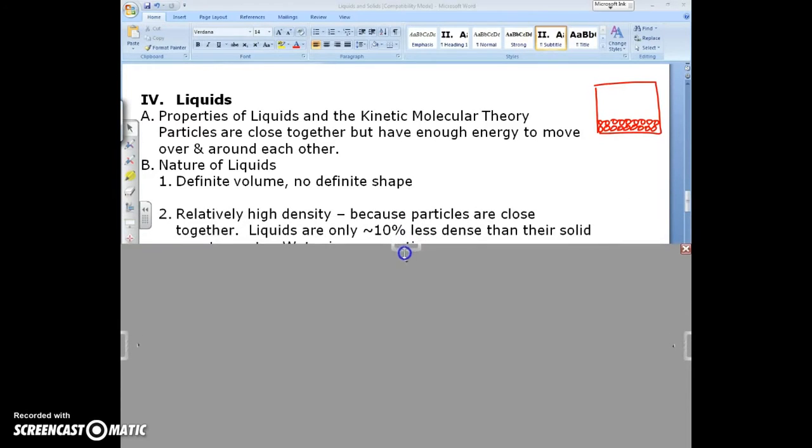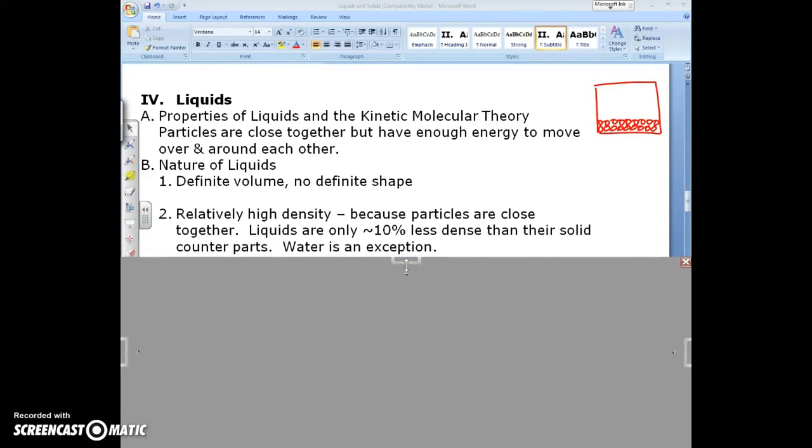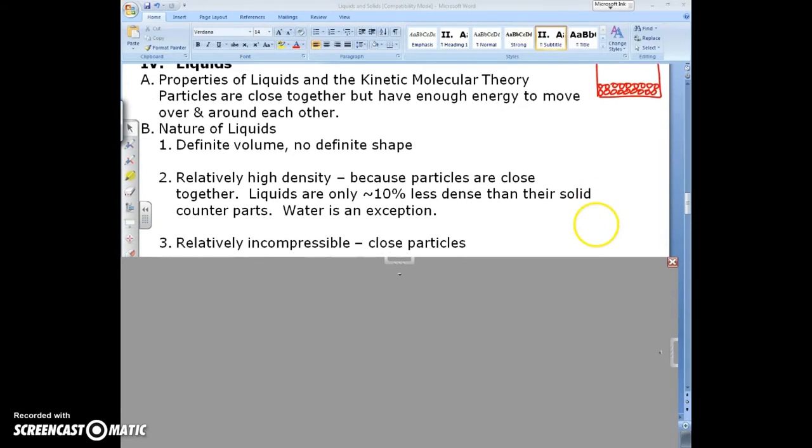They have relatively high density. Density is mass per unit of volume. Since the particles are close together, there's a lot of mass in any area of volume. Liquids are only about 10% less dense than their solid counterparts. Water is an exception. It is most dense at 4 degrees C, just over its melting point, and that gives it a lot of its special properties.